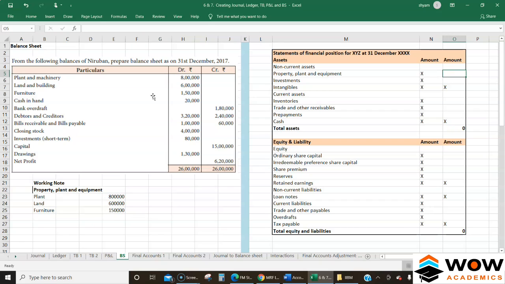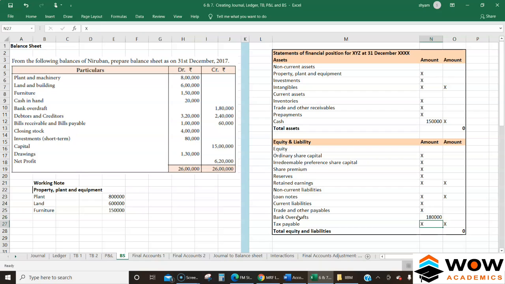And we have cash in hand. So cash would be available, and that is 1,50,000. The next is going to be bank overdraft. Bank overdraft is a liability. So we have overdraft here, and we'll just add the word bank, and that comes to 1,80,000.